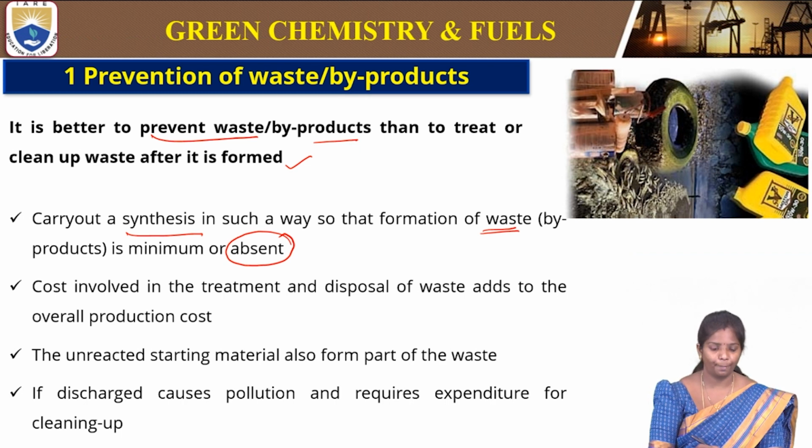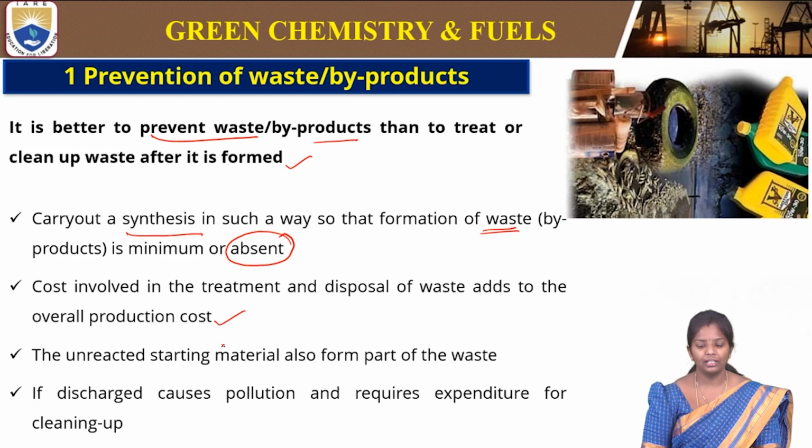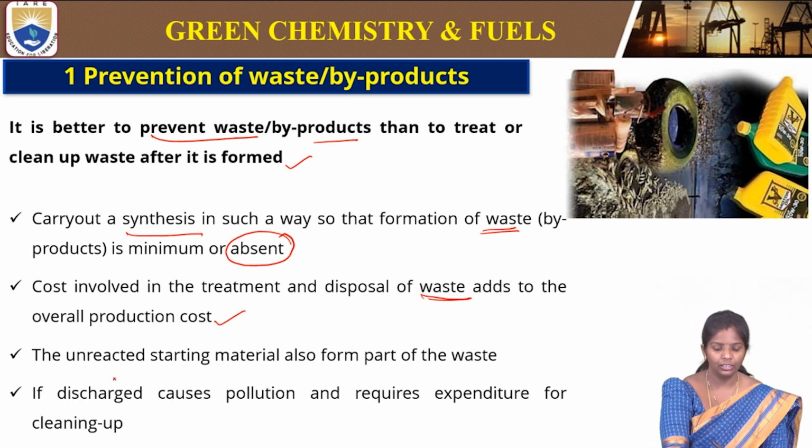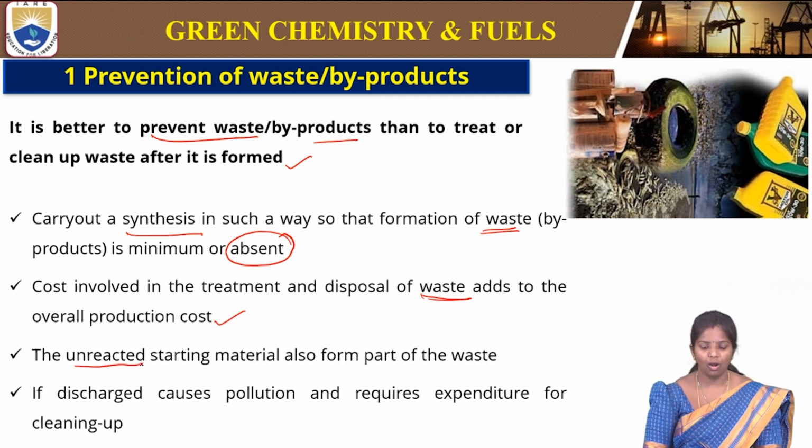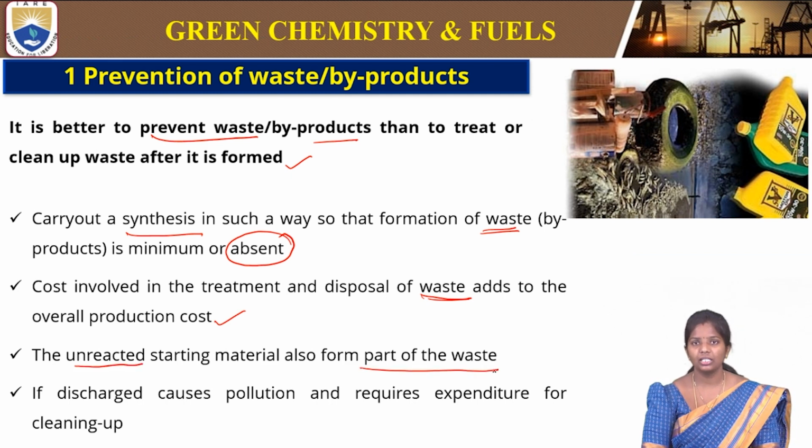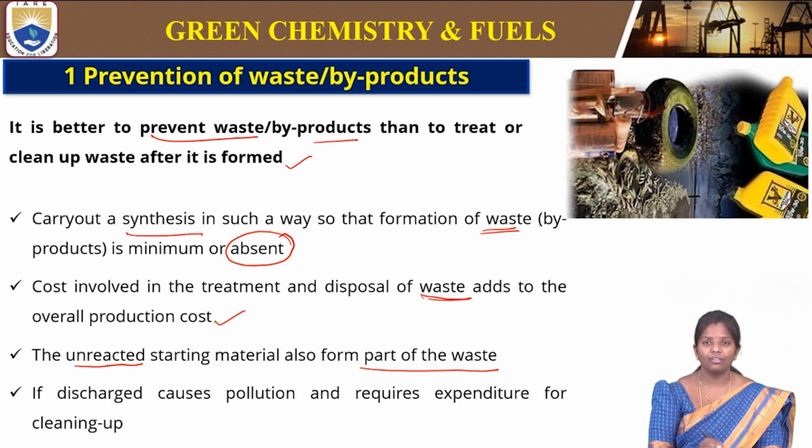So that is how we have to design or modify the methods so that we release fewer hazardous substances into the environment. The cost involved in the treatment and disposal of waste adds to the overall production cost. So the treatment of waste is also adding cost to the production, and ultimately the product cost will increase. The unreacted starting material also forms a part of waste. It means the reactant, whatever is being used, should be 100% used. Otherwise, it also forms a part of the waste. If discharged, it causes pollution.